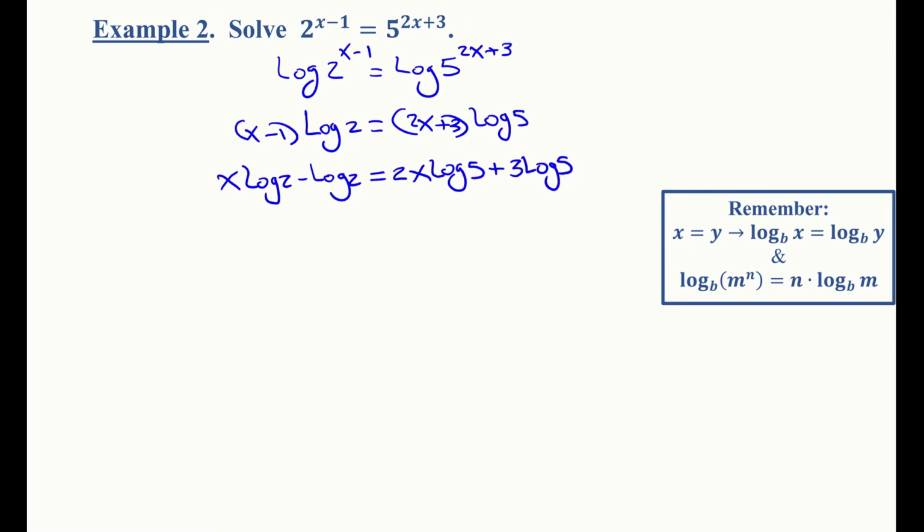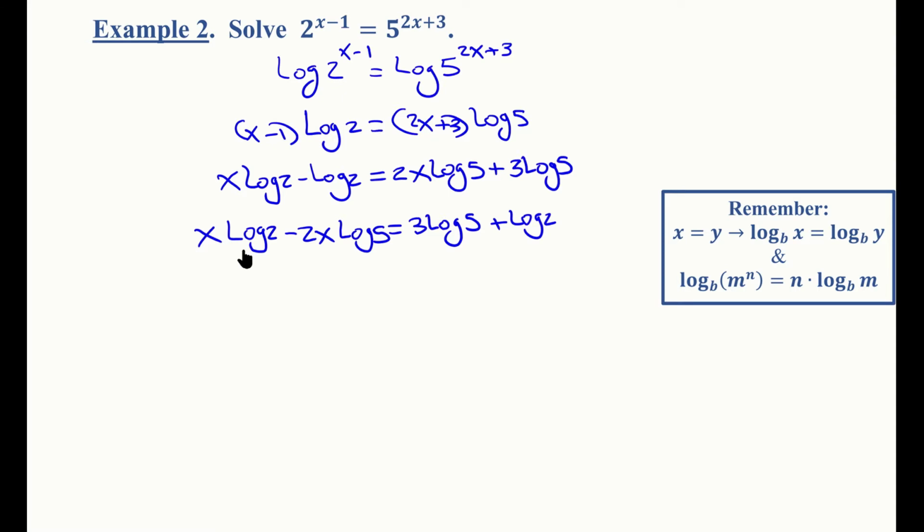So now we want to get all the x terms on one side and all the constants on the other side. And of course, if there were any combination possible on either side, any simplification, we would have done that first, always. But we don't have any like terms on either side, so we go ahead and move the x's to one side. Let's take them to the left side. So we have x log 2 minus 2x log 5 equals, on the right side, we have a 3 log 5, which stays. We move the negative log 2 to the right side. It becomes positive log 2.